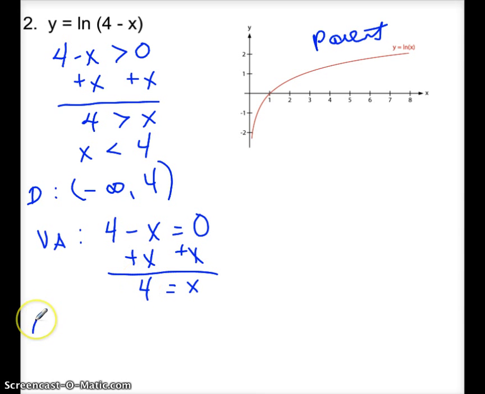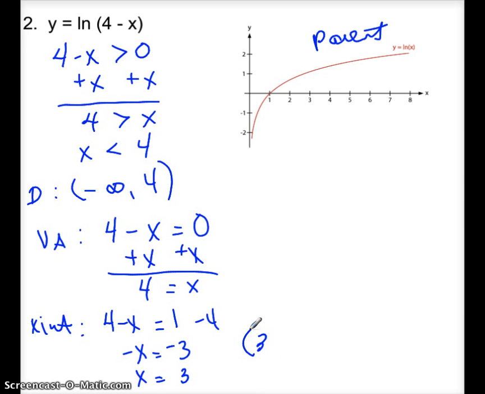And finally, our x-intercept, we know that the x-intercept of the parent function is always equal to 1. So if we set 4 minus x equal to 1, I will subtract 4 from both sides, and that gives me 1 minus 4 is negative 3. And divide both sides by a negative, the x-intercept is at (3, 0).